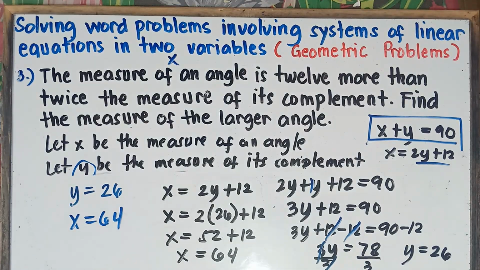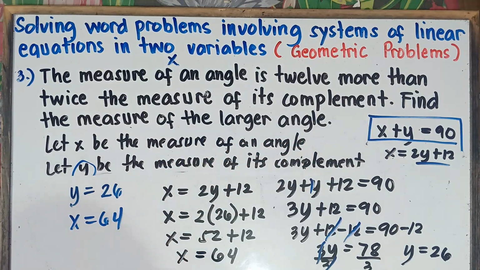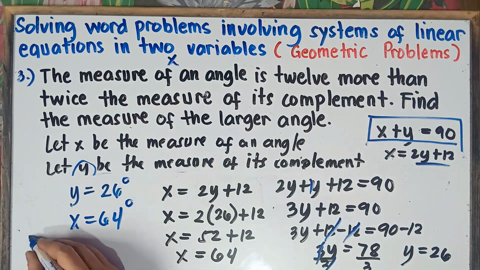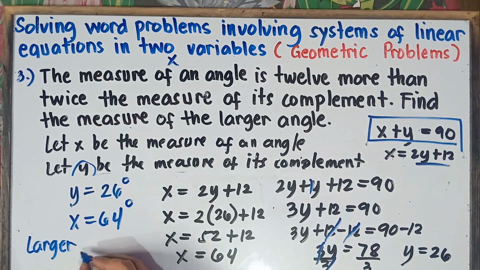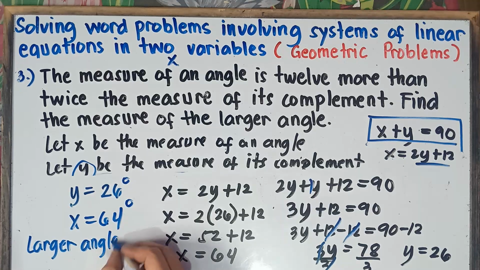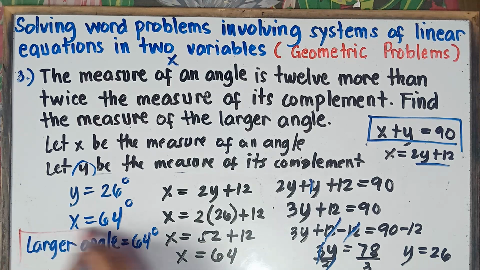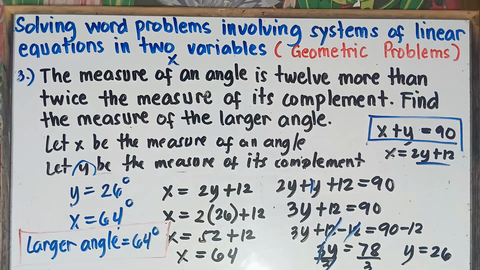And the question there, class, final question, find the measure of the larger angle. Therefore, class, the larger angle is equal to 64 degrees, and its complement, that would be 26 degrees. So therefore, final answer, class, the larger angle is equal to 64 degrees. And then you're all set. That's it, class, all set with regards to example number 3.